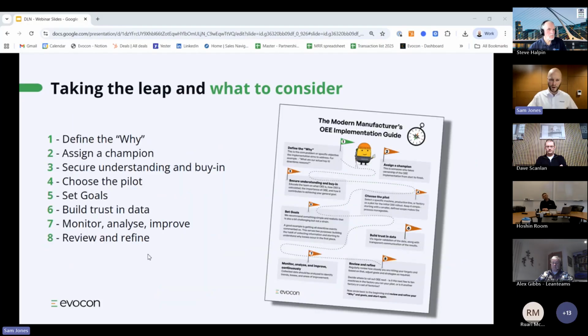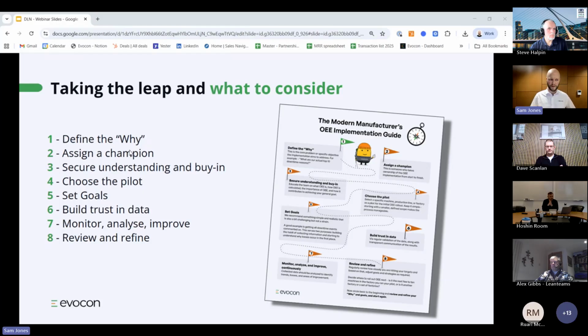So at Evocon, we have put together this 8-step plan about what you should consider if you were thinking about implementing a system like ours. And if I start with this top here, really important to define the why. What is it that you're trying to achieve? Next, make sure you assign a good champion, someone who can lead that project from start to finish. And the third one, I'm going to spend a little bit more time here: secure understanding and buy-in.